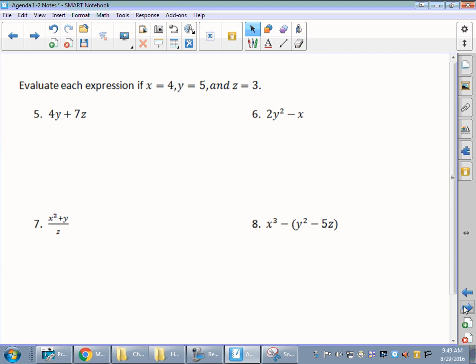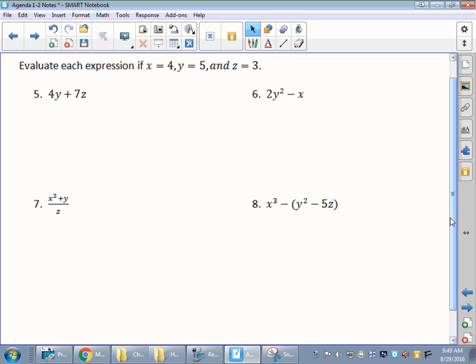Notice these are all expressions. There's no equal signs in there. Let's just do, I don't know, let's do number 7. So the directions tell us to evaluate. We can do that, right? X is 4, Y is 5, and Z is 3. So there's our information that we need in order to actually do this problem.